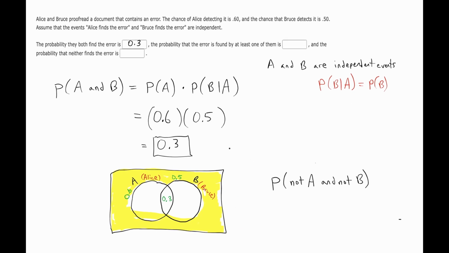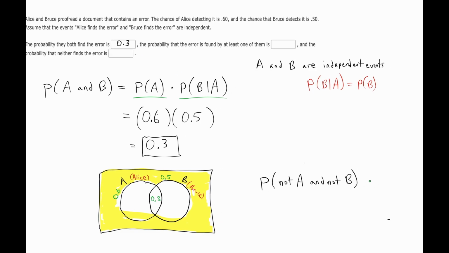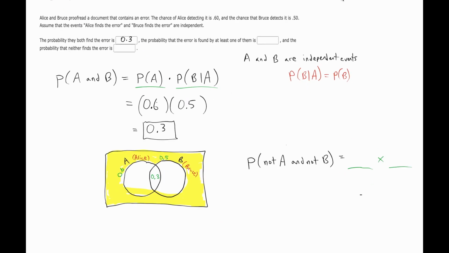So when we found the probability before, we had used two blanks where we would multiply two probabilities. We can do that again. What goes in the blanks? The first one's the chance of Alice not finding it. So for that you're going to want to do 1 minus 0.6. So her chance of not finding it is 0.4. And then over here for Bruce, his chance of not finding it is 1 minus 0.5. So that would be 0.5.